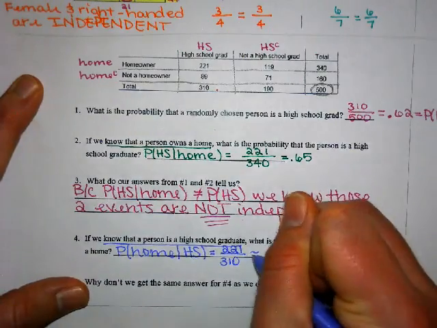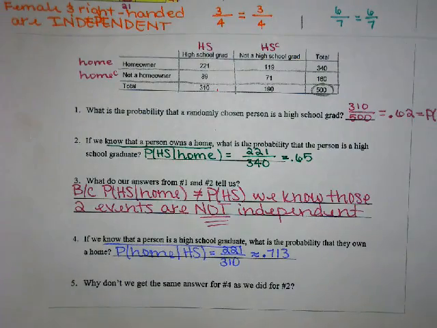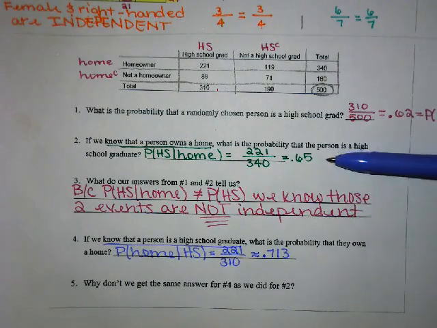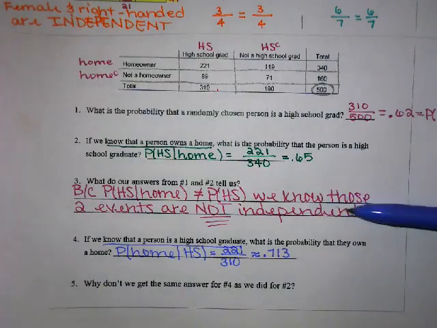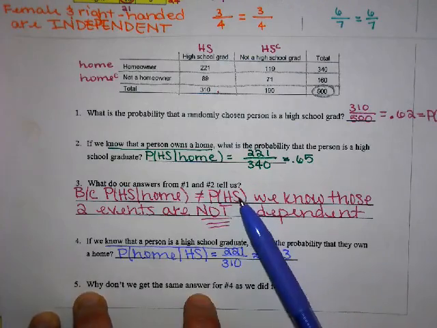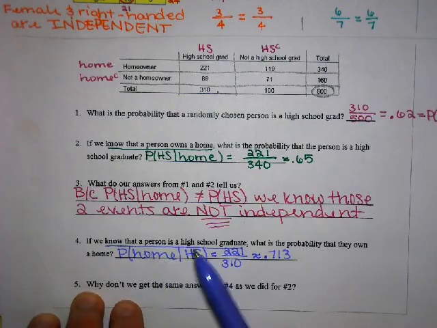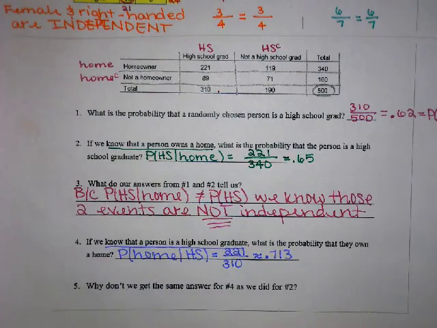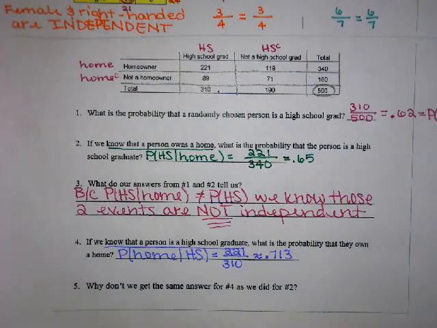So why didn't we get the same answer for 2 and 4? And no, it has nothing to do with independence. Here, independence was the focus because we were looking at high school given the home with just high school. Here it's high school given home ownership, or home ownership given they graduated from high school. So we would not expect to get the same answer because these aren't asking the same question. So they're two totally different conditional probabilities, so we would expect that we would get different answers.